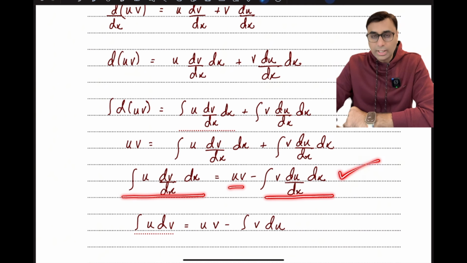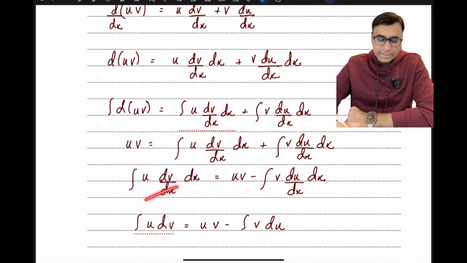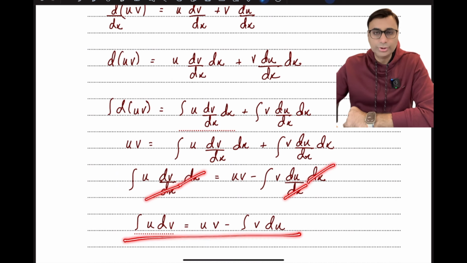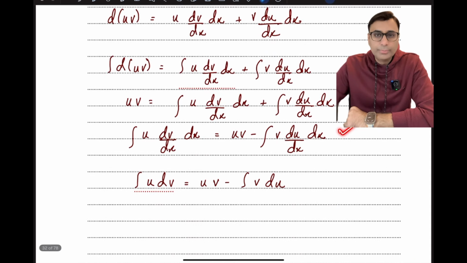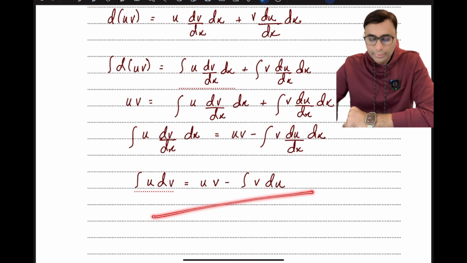This is the formula that will be provided to you in the formula sheet. But we can simplify this formula a little more so that we will be able to apply it more effectively. So if I cancel dx over here and here, the formula will turn into integral of u dv is equal to u into v minus whole integral of v du. You can simplify the formula sheet's version into this form to apply it more effectively and more easily.